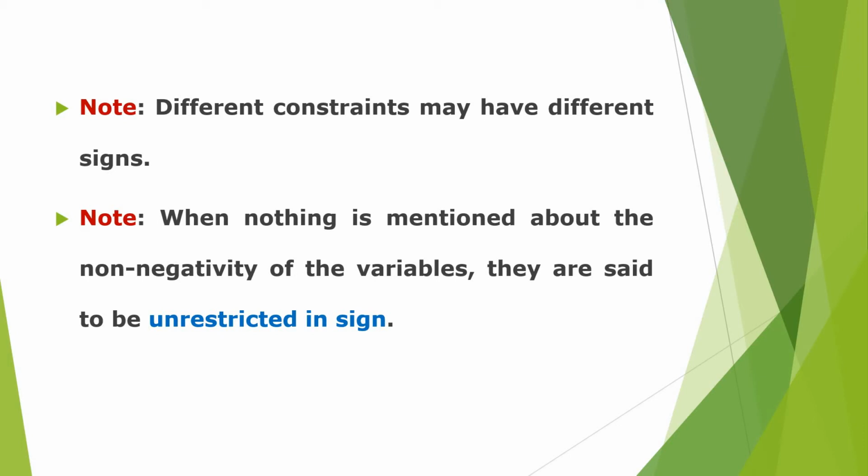Let us have some notes. Different constraints may have different signs. I had already said this earlier. When nothing is mentioned about the non-negativity of the variables, they are said to be unrestricted in sign. So if the problem stated doesn't say what the nature of the decision variables is, then we can assume them to be unrestricted in sign.